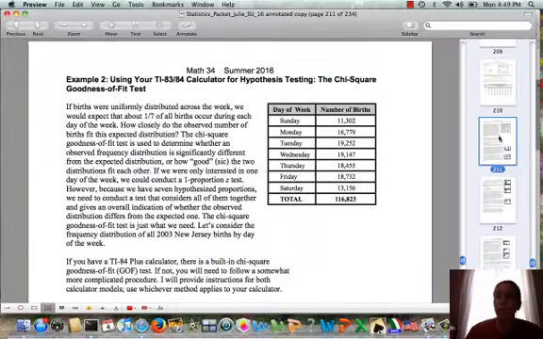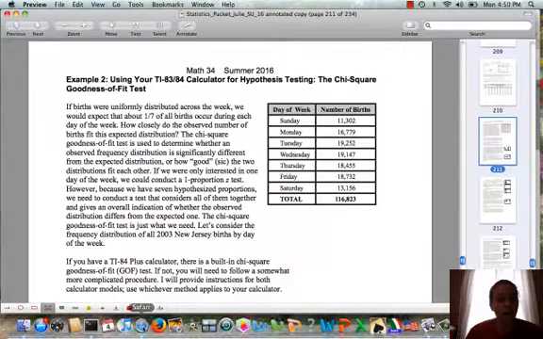Example 2 gives us a list of births by day of week for New Jersey for a whole year, and we want to know if the births are evenly distributed by day or not. So we're trying to figure out, is there a difference in the proportions? This is 7 different proportions we're comparing, so we can't just do our usual 2 proportion comparison, so we go to this chi-squared test that you've read about.